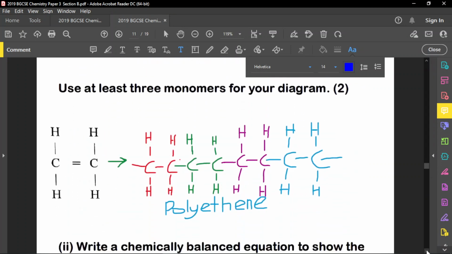All right, I put them in different color coding, so you're going to see. Here now, it says use at least 3 monomers. In the diagrams, I use 4. You could go with 3, but I just want to do 4.